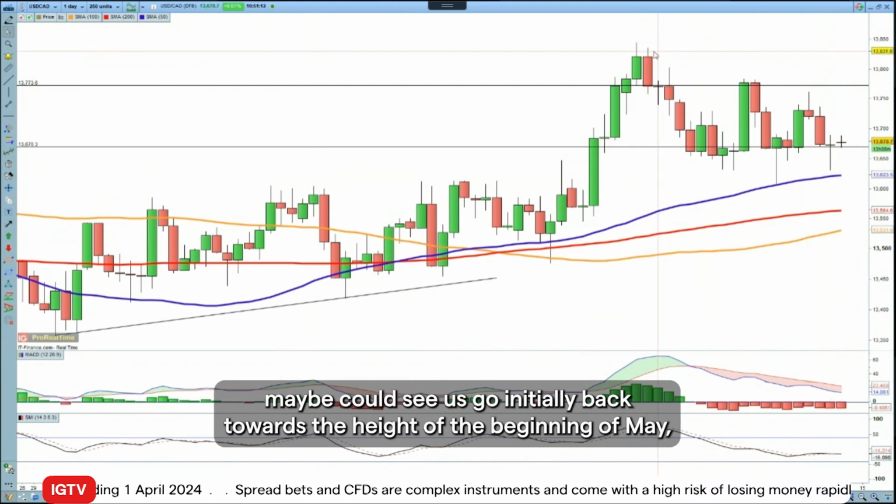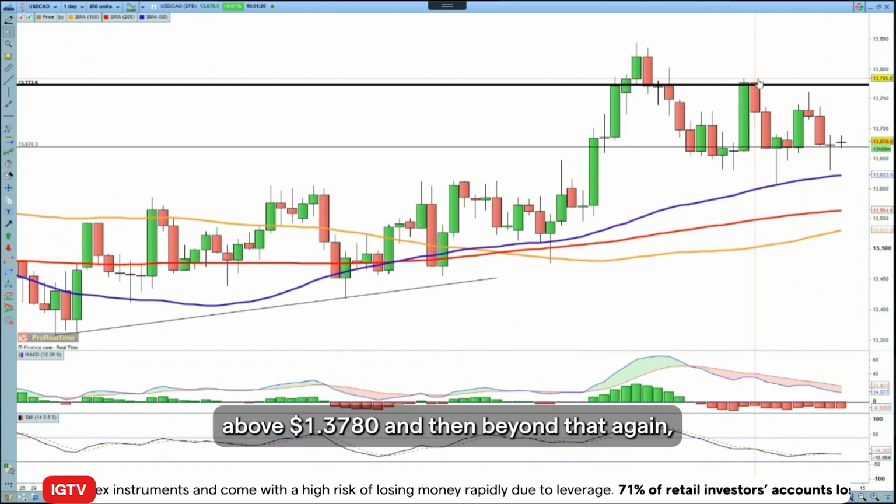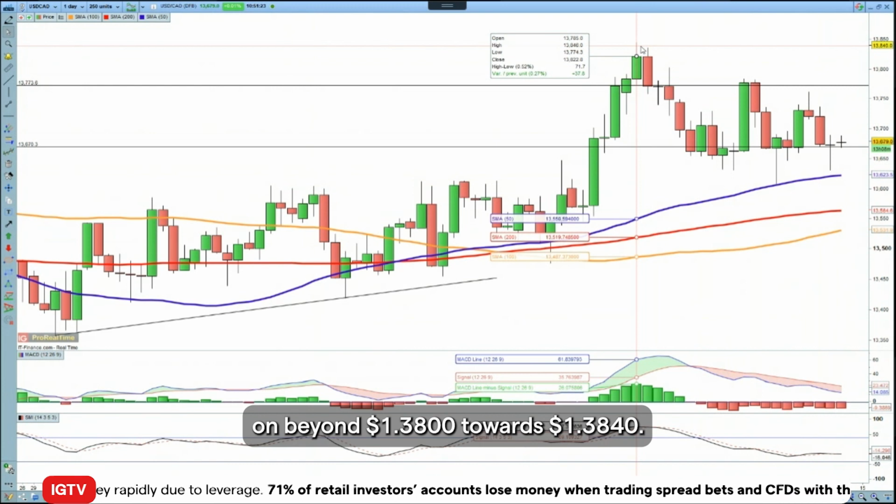of these gains, maybe could see us go initially back towards the high from the beginning of May above 137.80, and then beyond that, you're going on beyond 138 towards 138.40.